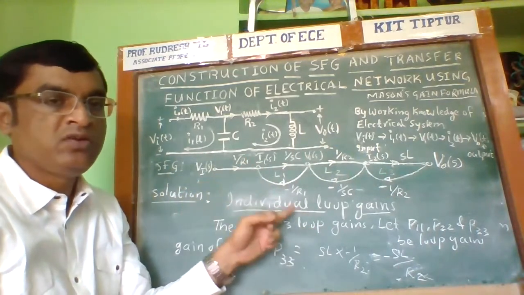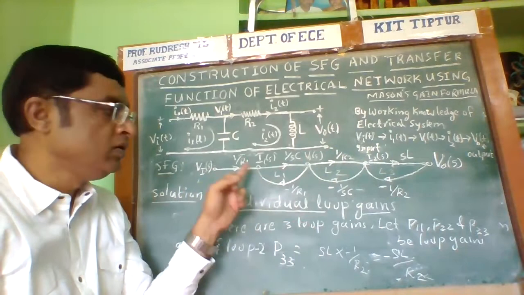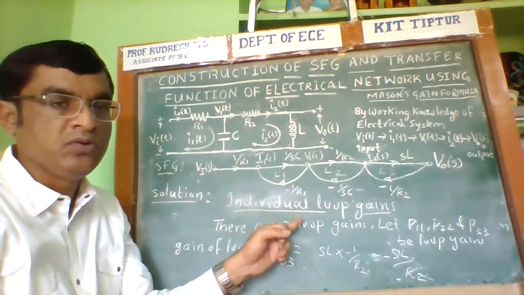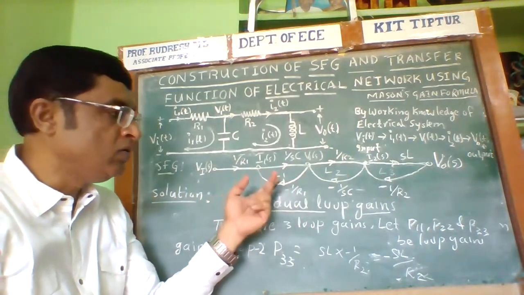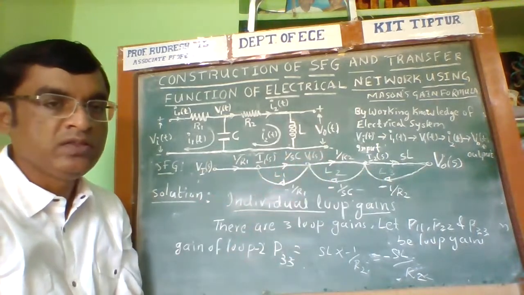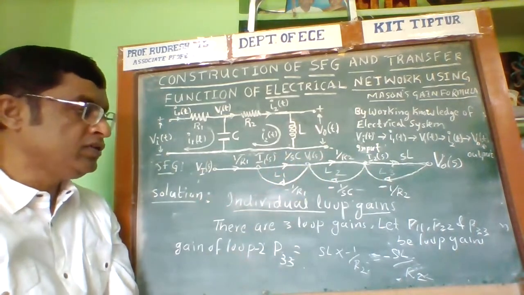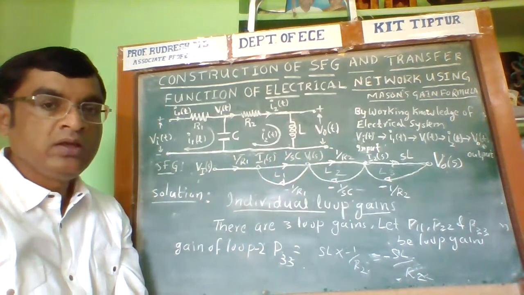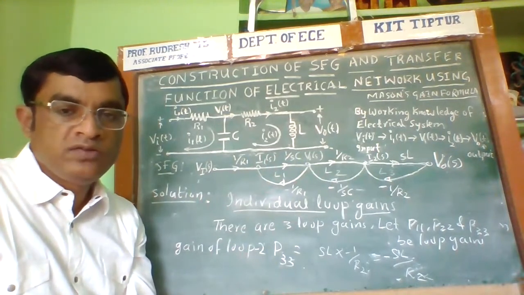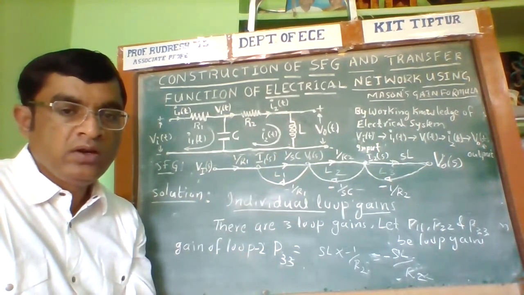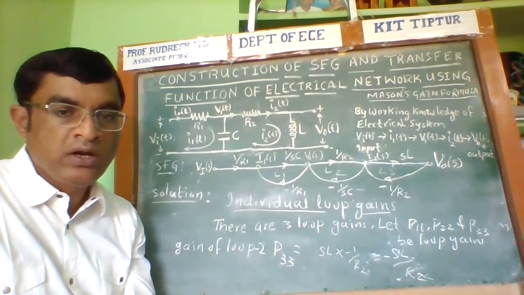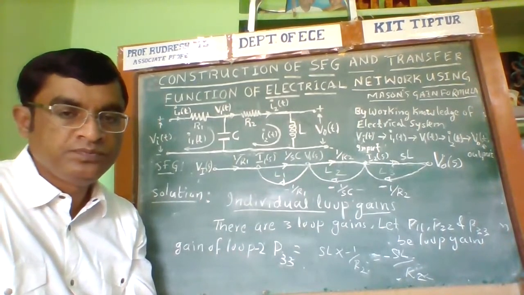The loops are said to be non-touching if they do not have a common node. So here L1 and L2, L3 are non-touching loops. The next step is to calculate the gains of the non-touching loops. The gains of the non-touching loops can be calculated in the next step.